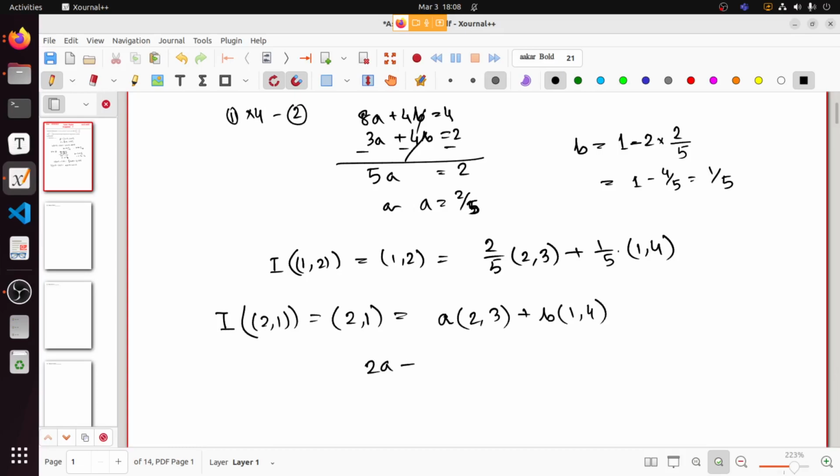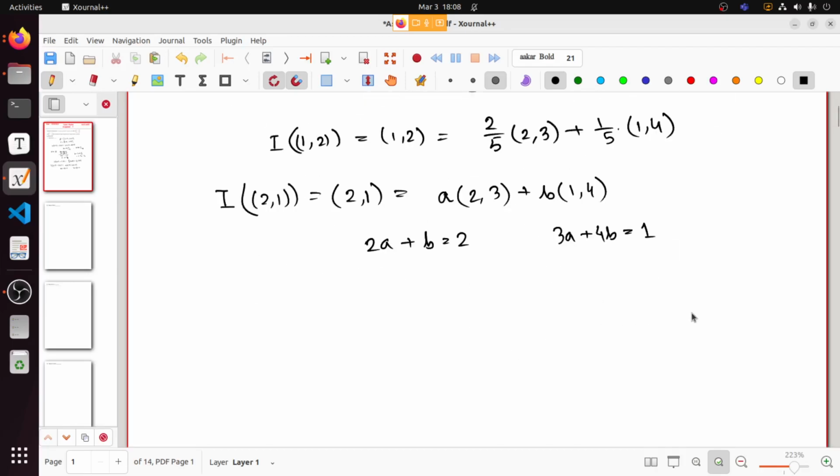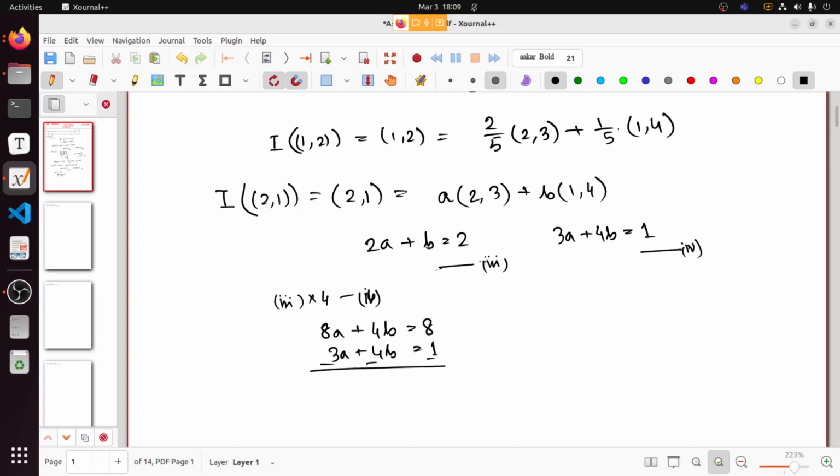What you will get from here is 2a plus b equals 2 and 3a plus 4b equals 1. Now I can solve these two systems of equations. Suppose we name them 3 and 4. Multiply 3 by 4 and subtract from 4. So you will get 8a plus 4b equals 8 and 3a plus 4b equals 1. Here we will get 5a equals 7, or a equals 7 by 5. Then b will be 2 minus 2 into 7 by 5, so you will get 10 minus 14 by 5, which is minus 4 by 5.